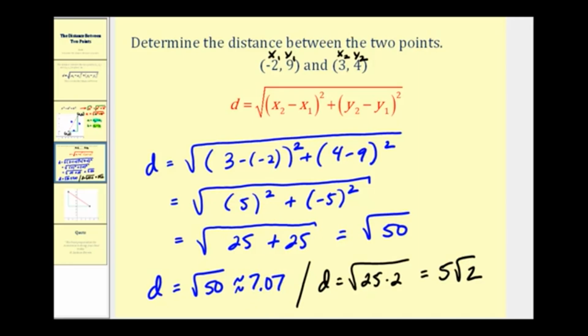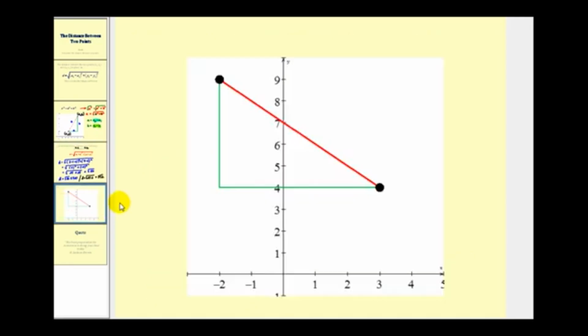Let's go and take a look at this graphically. Again, we said this distance here was approximately equal to 7.07. Notice the horizontal distance here from -2 to +3 would be 5 units. The vertical distance here from 4 to 9 would also be 5 units.